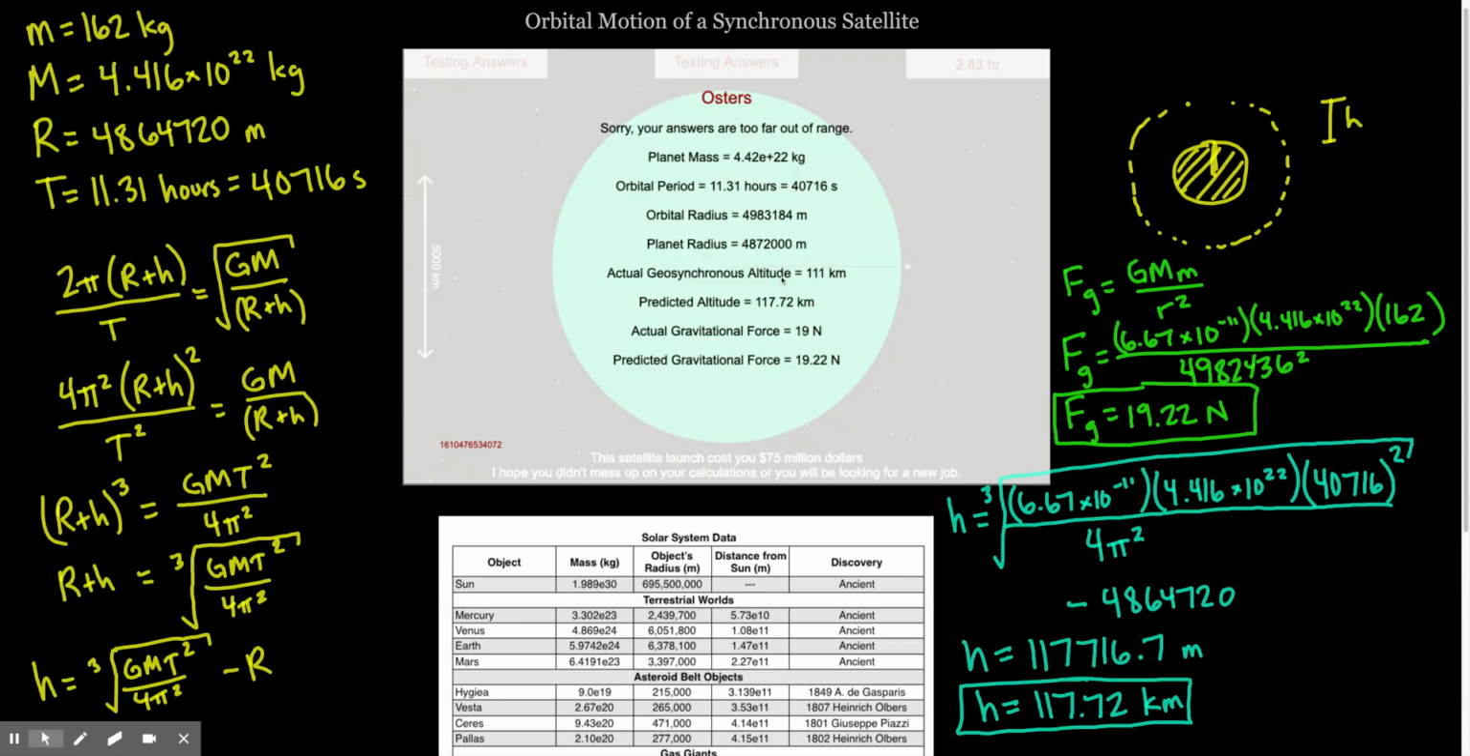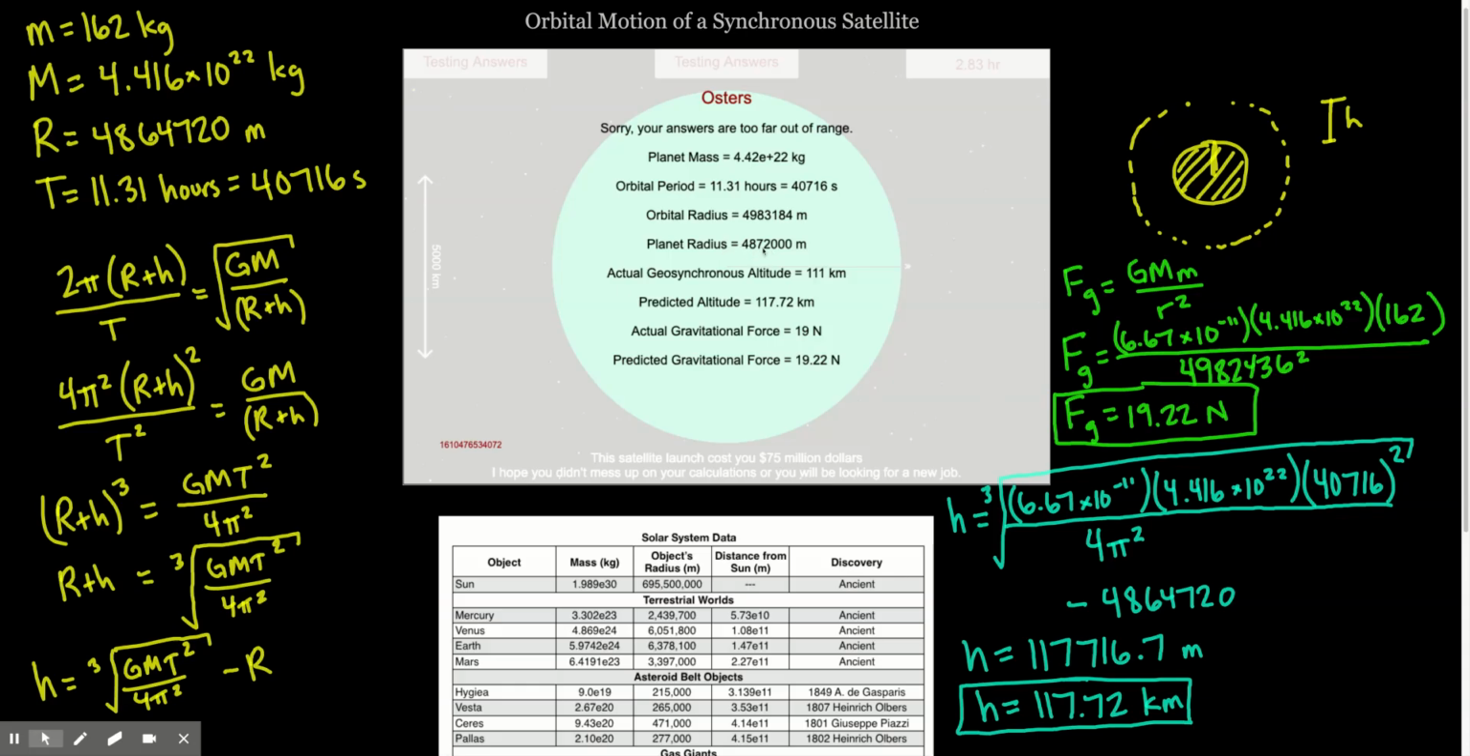And let's see here. What did we get wrong? Predicted altitude was 117. Actual geosynchronous altitude was 111. So obviously we did something wrong here. Predicted gravitational force was 19.22. It was actually supposed to be 19. So we did that right. What did we get wrong here? We were off by about 6 kilometers.